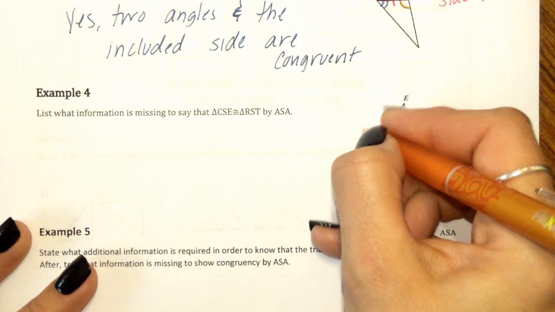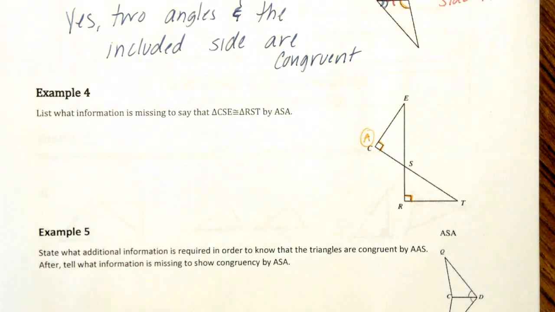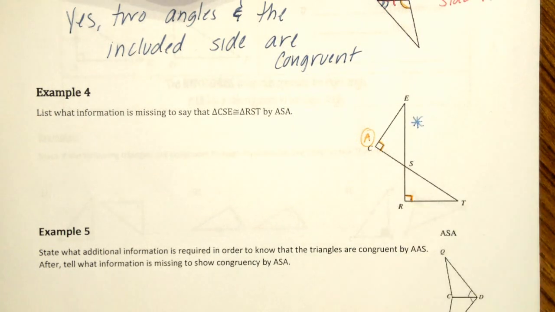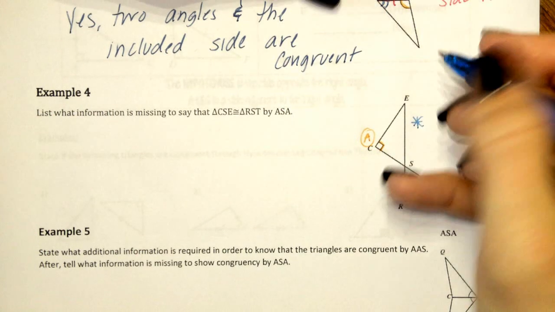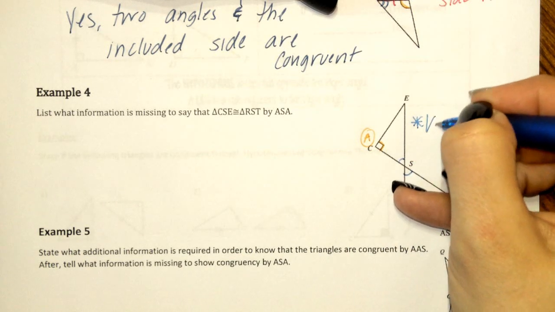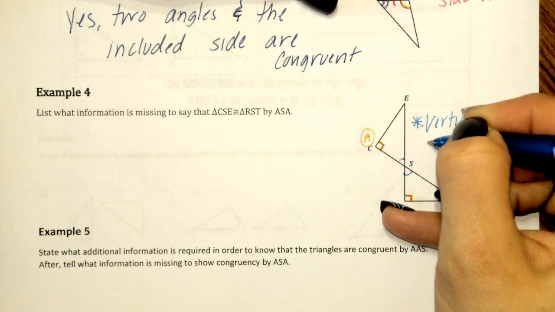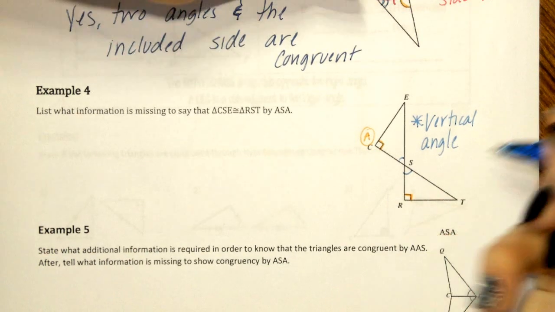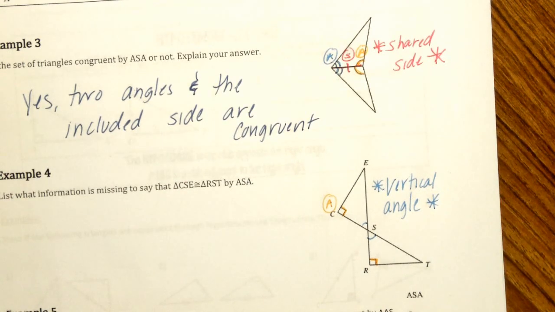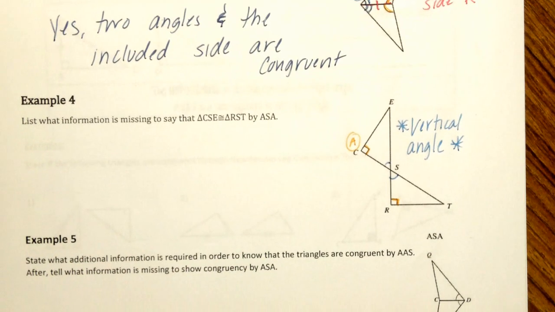Okay, so we have an angle here. Well, nothing else is marked, but again, we have to remember what to look for. Two things that we have to mark on our own. In this case, we have vertical angles right here. Anytime you see these triangles, look for your shared sides and your vertical angles and mark them immediately. Okay, just get that out of the way.